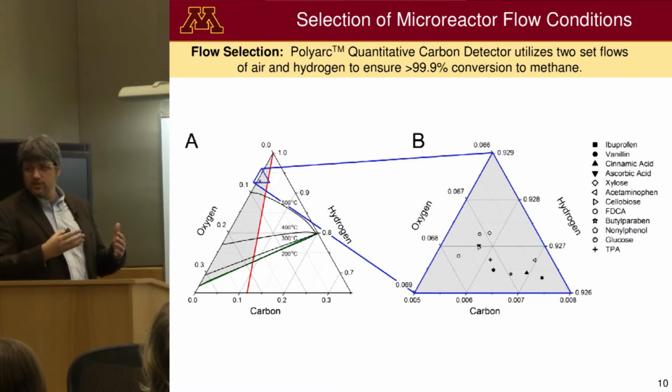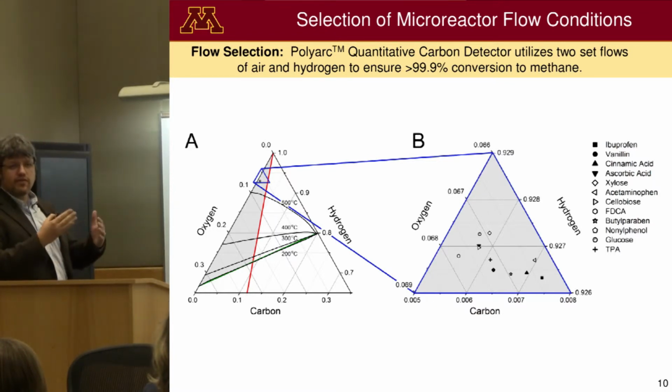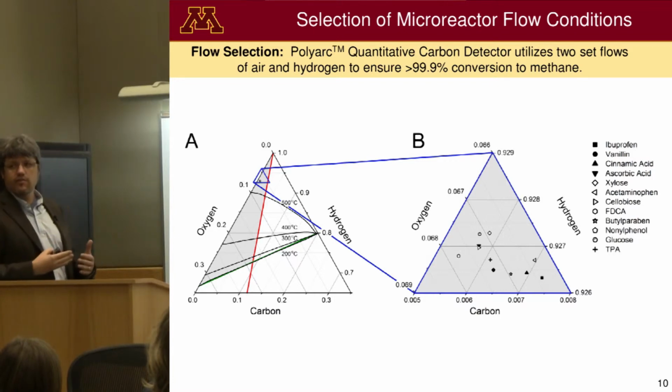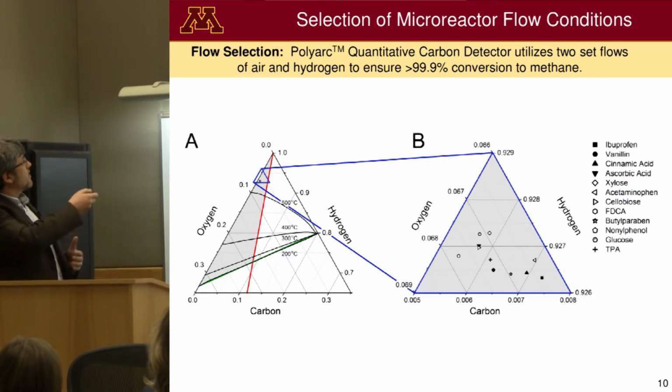So the optimization for the system is very simple, right? You want high enough temperature for fast kinetics to get to equilibrium, but you want low enough temperature that gives you beneficial thermodynamics that you'll push everything to methane. So the actual design temperature is somewhere between 400 and 500.